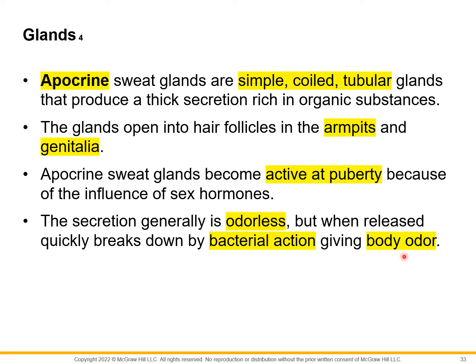Okay, so ayun po. I hope you were able to understand that explanation. Again, apocrine sweat glands, they're usually found at the armpits and at the genitalia. The secretions of apocrine sweat glands don't really have an odor. They're odorless. Ang nagbibigay lang po ng body odor sa mga person is the bacterial action, no? With regards to these products of the apocrine sweat glands. So ayun po, it's very important to maintain personal hygiene to avoid the production of body odor.